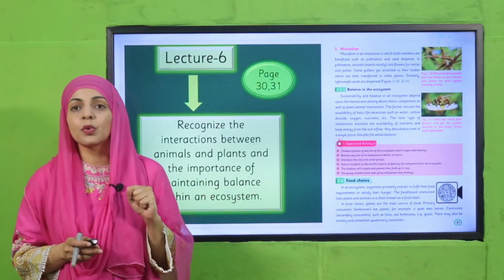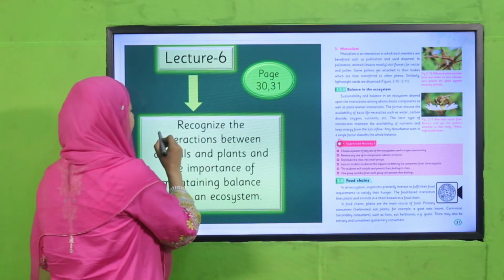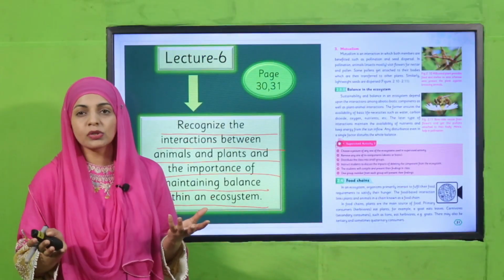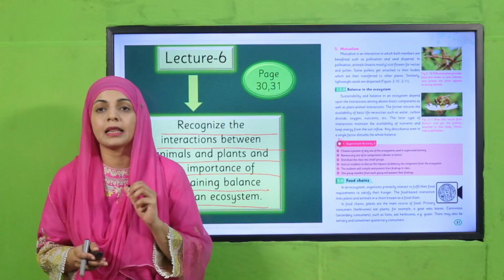Then we will move forward towards lecture number 6, and in lecture number 6, students will be able to recognize the interactions between animals and plants and the importance of maintaining balance within an ecosystem. कैसे एक ecosystem के अंदर plants और animals आपस में interact करते हैं, beneficial भी हो सकता है और harmful भी हो सकता है. This will be discussed in lecture number 6 on page number 30 and 31.